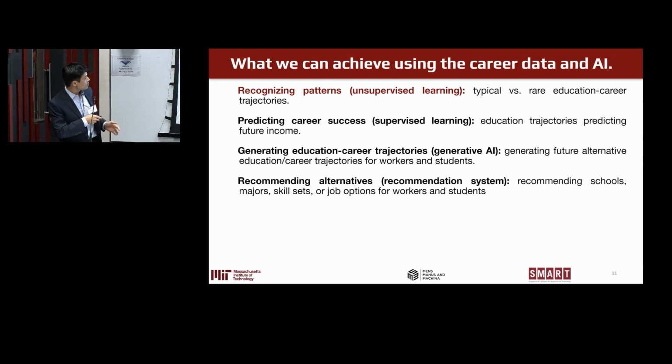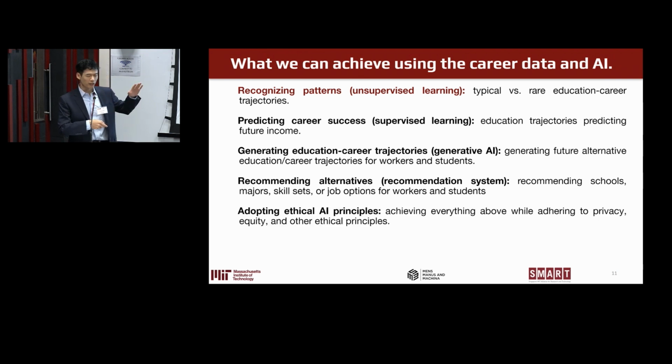And even further, we can recommend alternatives for you. Right? So at this point, conditioned on all your past experience, we could recommend schools, majors, or potential job options for you by using our algorithms. Of course, in this project, we really highlight the ethical principles. We also want to achieve all those goals while adhering to privacy, equity, and other ethical principles.